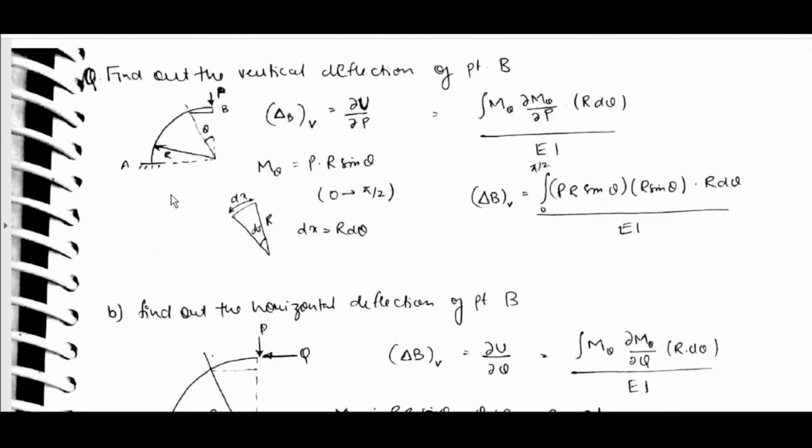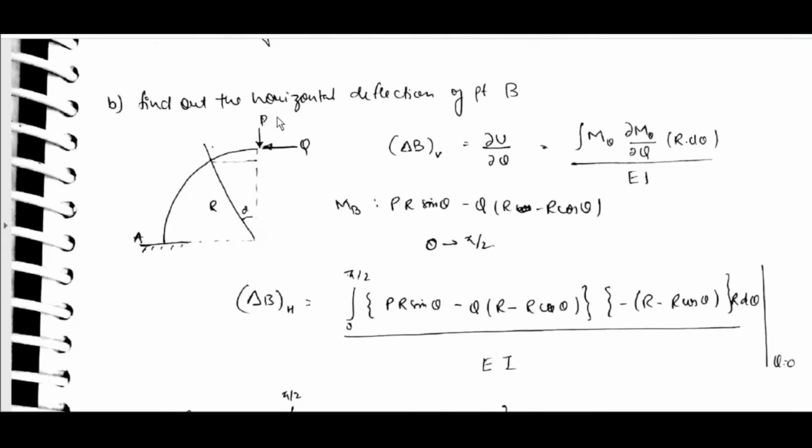Find out vertical deflection at point B. Delta B vertical is equal to dou U by dou P, which is equal to integral M theta dou M theta by dou P into r d theta by EA. M theta is equal to P into r sin theta, theta 0 to pi by 2. Dx is equal to r d theta. Delta BV we can integrate from 0 to pi by 2 PR sin theta into r sin theta into r d theta by EA, where dou M by dou P is r sin theta.